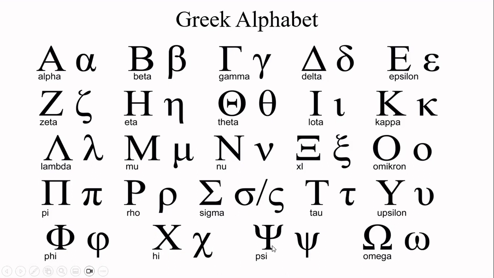Next is psi. Psi. In English, oftentimes people will say psi. Technically, it's psi. You have an uppercase psi, lowercase psi. And the sound it makes is ps, ps, kind of like a PS sound. As we talked about earlier, this is omega. Omega has the long O sound. O, omega. And that is all of the Greek alphabet.